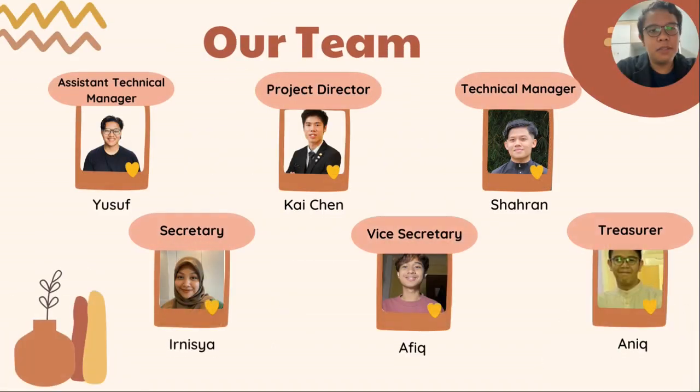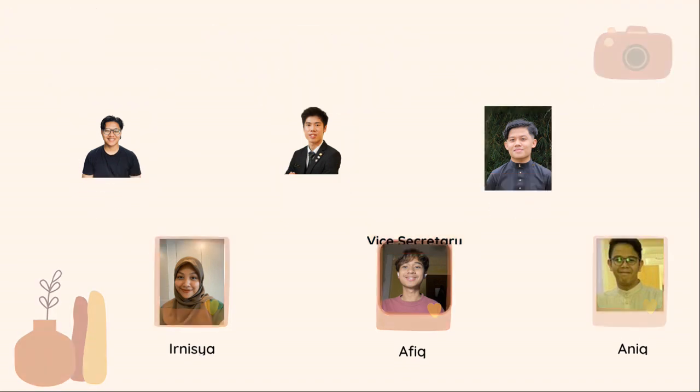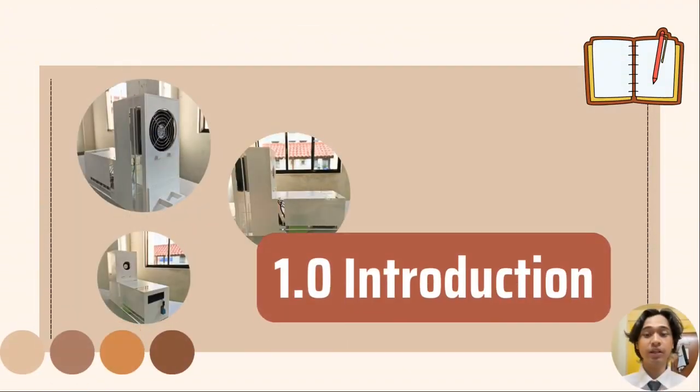This is our team members. There are 6 people. First one is our project director, Kai Chen. Next one is our assistant technical manager, Yusof. And then our technical manager, Shahran. Our treasurer, me, Anik. And our vice secretary, Afiq. And our secretary, Irnisha. To start our project presentation, me, Muhammad Shahran, will talk about the introduction of this project.